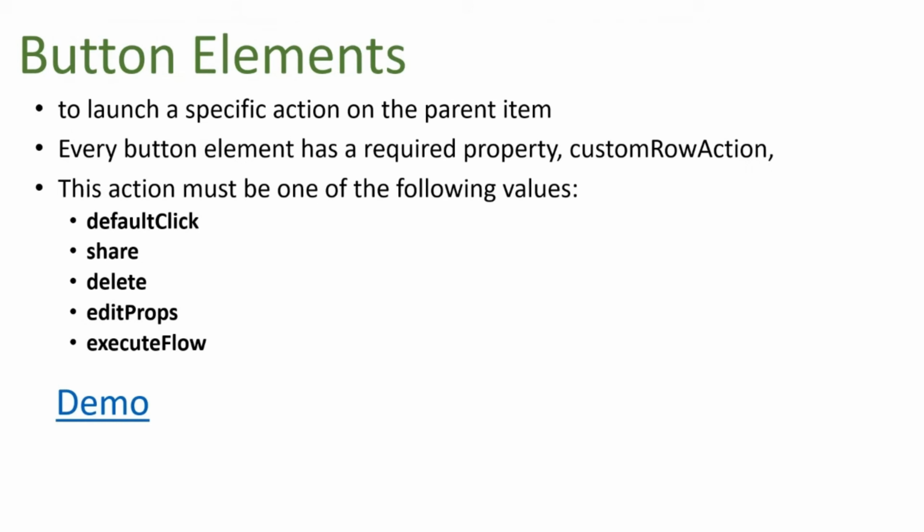I do have some other examples which I wanted to do, like button elements. In this you can actually convert your element into a button, and there are some properties available, like the default click property. What it does is it will open the out of the box view window of your SharePoint list item. If you click on share, it will open the share dialog window. If you click on delete, it will provide the delete operation. If you click on edit, it will open the edit property window. And if you say execute flow, it will directly execute a SharePoint Power Automate flow, right?